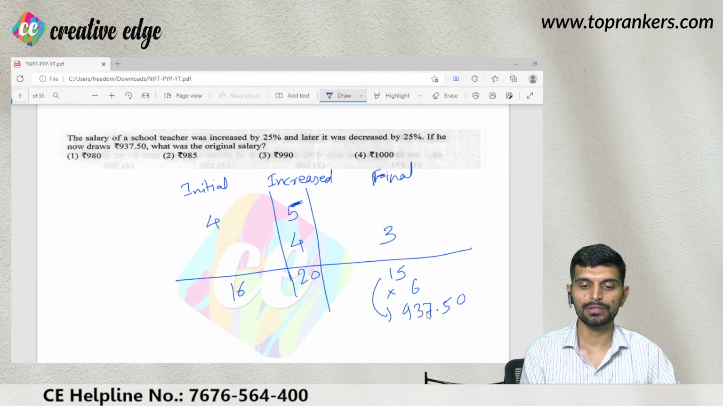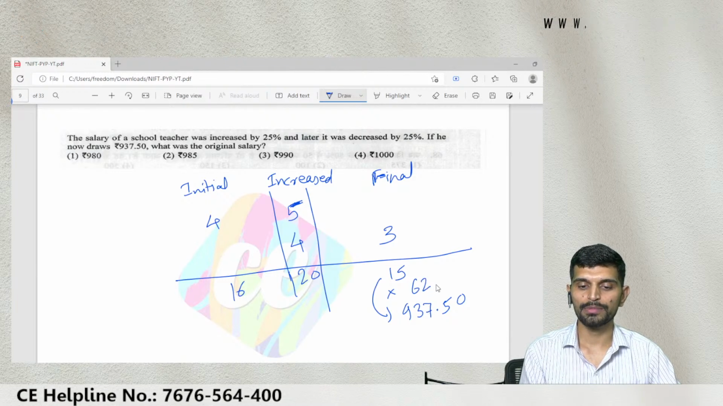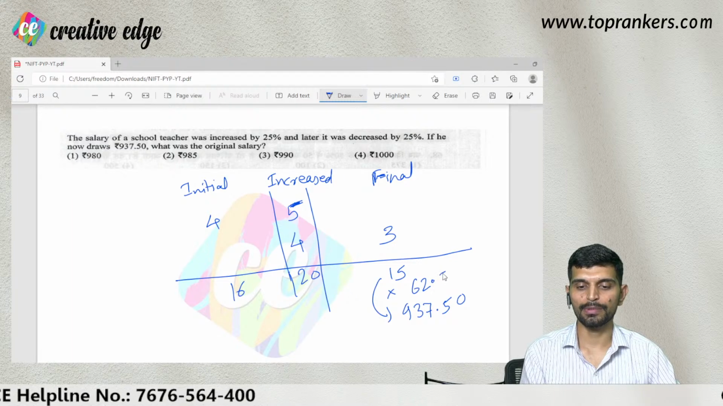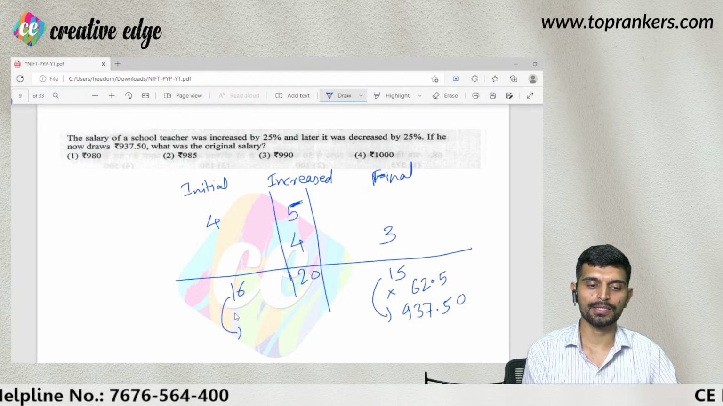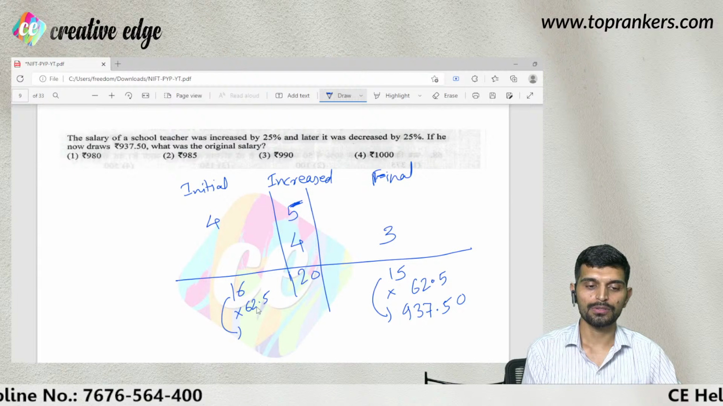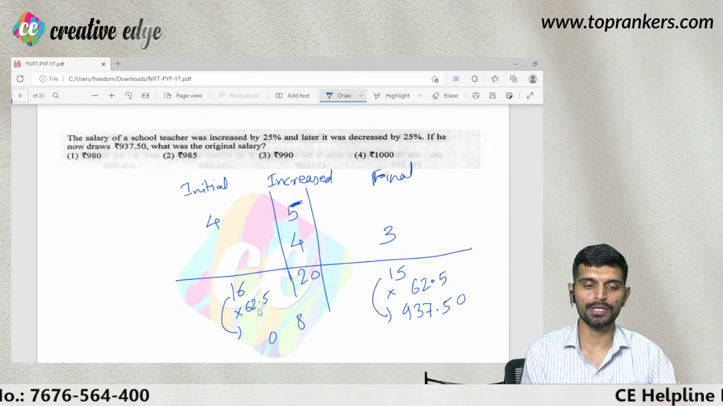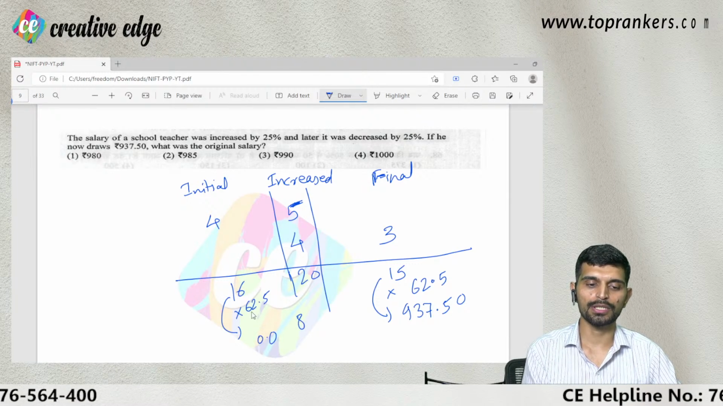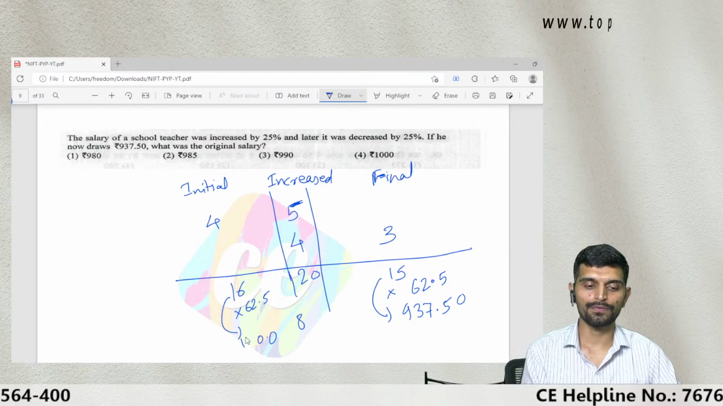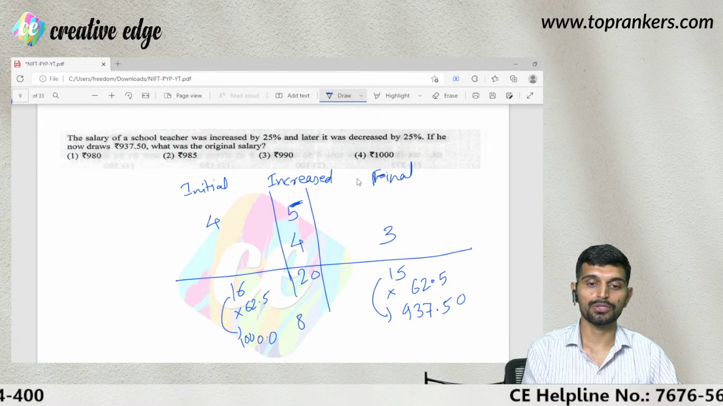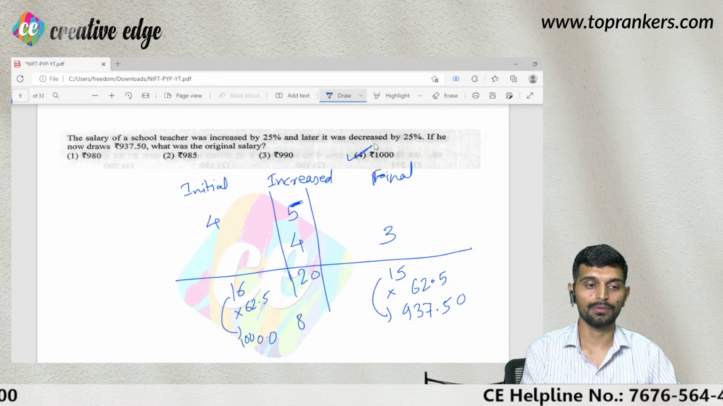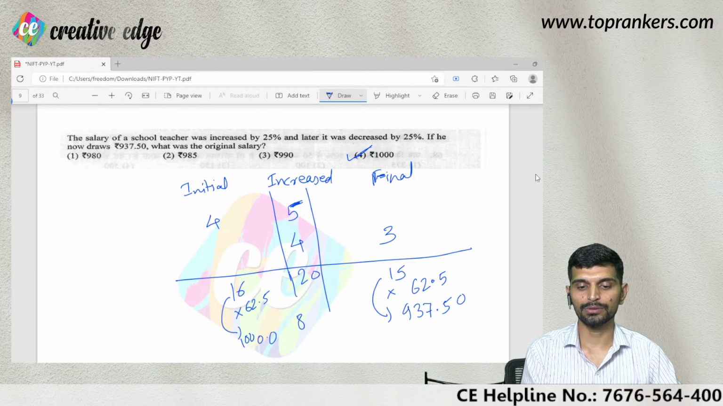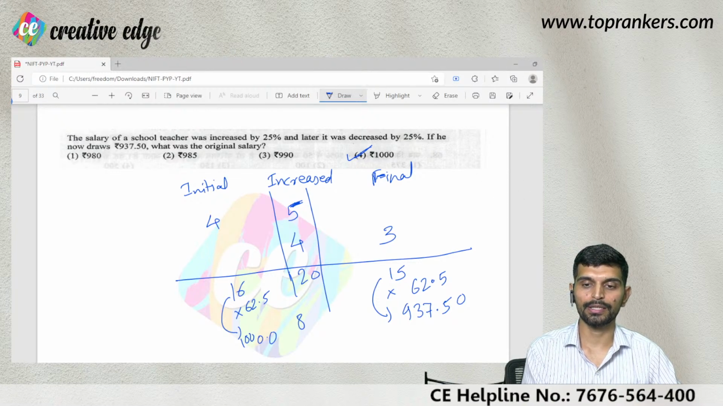Carry over is 3, 7. So 2 times carry over is 7, decimal 5 times. So multiplier is 62.5. So 62.5 16 times. 16 5s are 80, carry over is 8, 16 2s are 32 plus 8, 40, carry over is 4, 16 6s are 96 plus 4, 100. So it should be 1000. Original salary was 1000, present salary is 937.5.